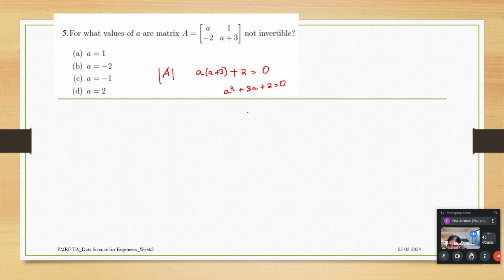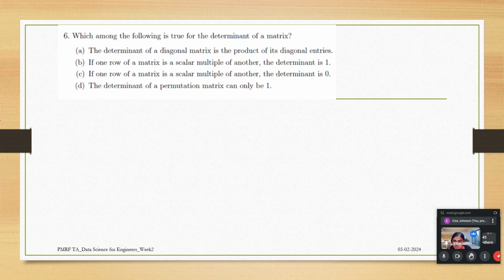Aishwarya is putting B and C. Yes, those are the right values. So the values of A will come like -2 and -1. The options will be B and C. -2, Pavani, just check again. You can use the calculator. So that is also true.